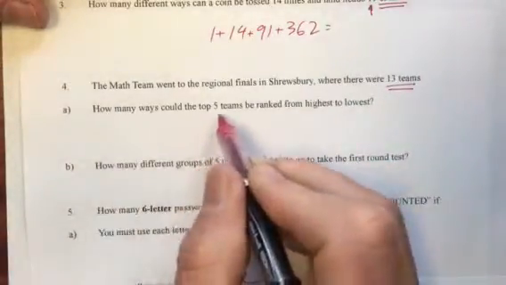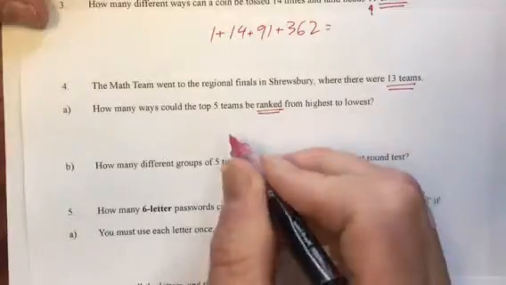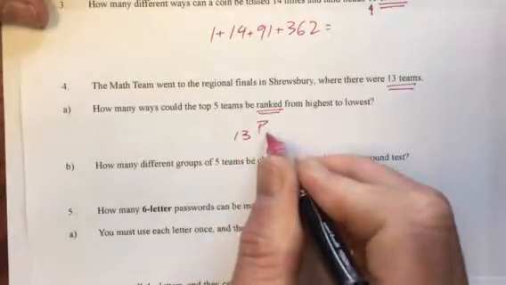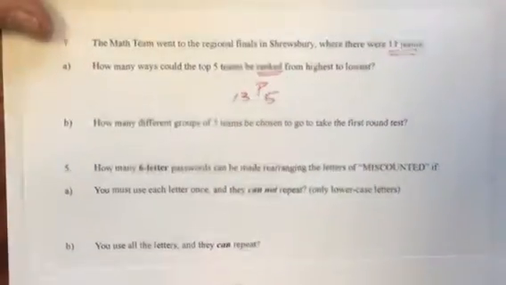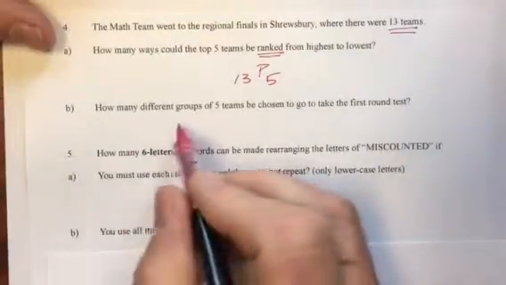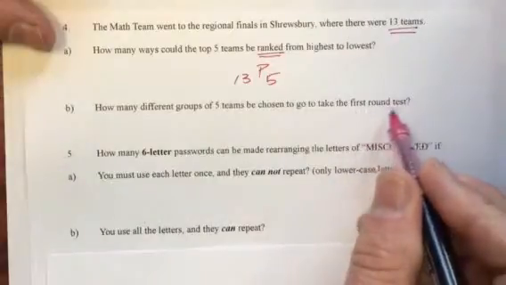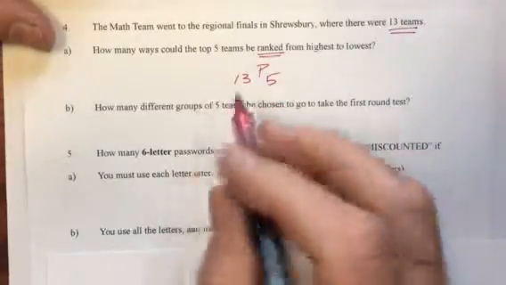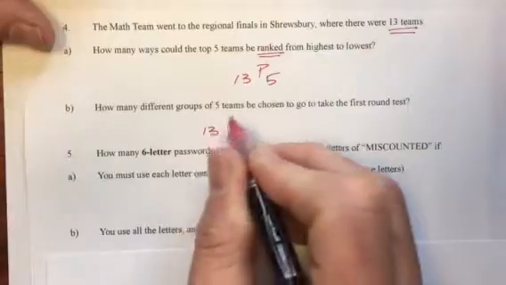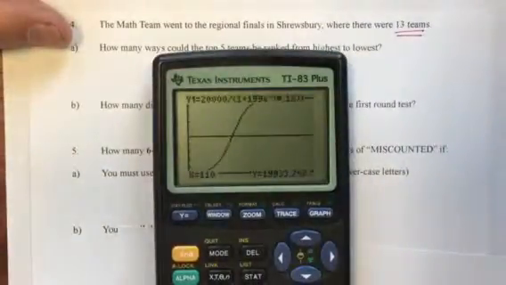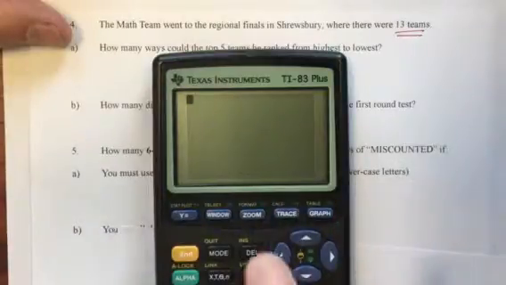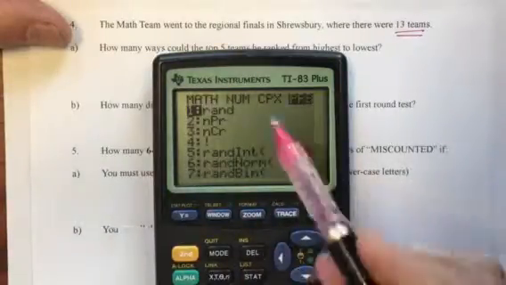The math team went to the regionals. There were 13 teams. How many ways could the top 5 teams be ranked? Order is important. 13P5, okay? How many different ways, different groups, can the 5 teams be chosen to take the first round test? This is just a group of 5 out of 13. That's 13C5, all right?